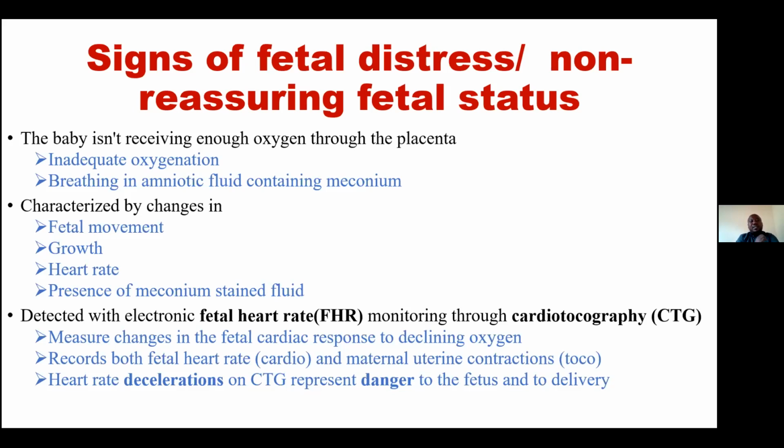The baby is not receiving enough oxygen through the placenta from the mother. This time, the fetal distress may be due to inadequate oxygenation. So we have two ways: oxygen from the mother, and when the mother doesn't have enough oxygen, you understand we are going to lose two people, a mother and the fetus. Also, maybe at that time the fetus is breathing in amniotic fluid containing meconium.